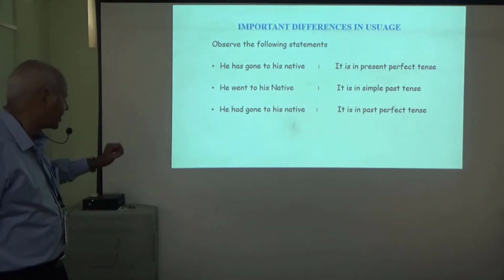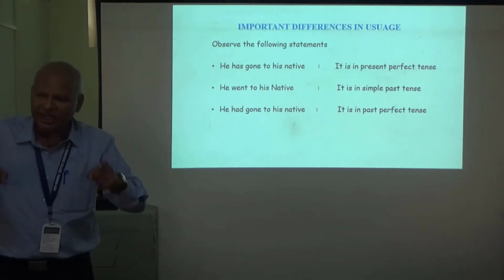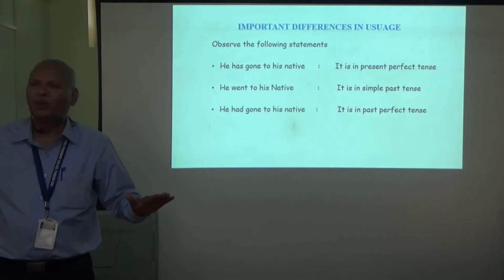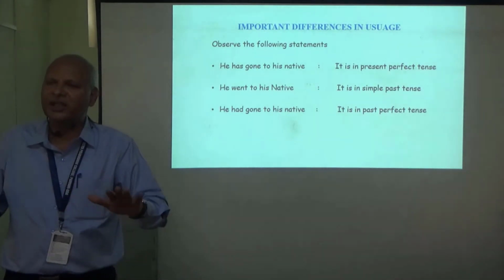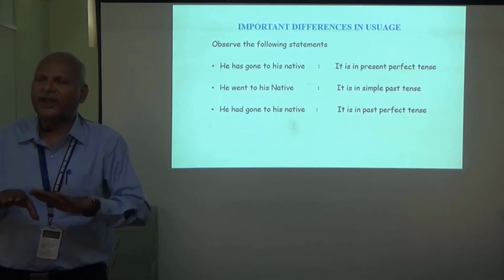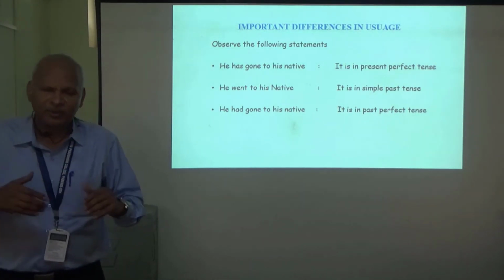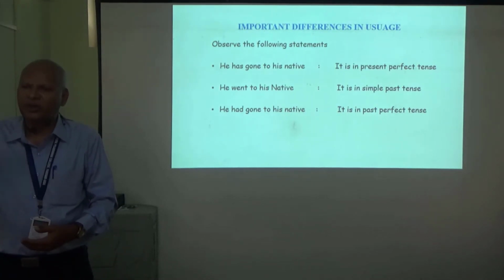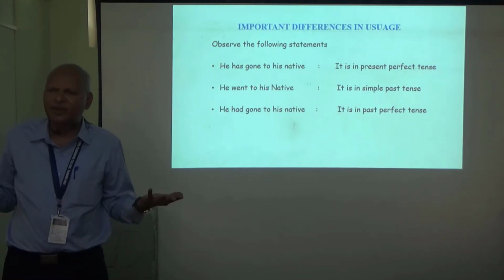And when you go to the third statement, he had gone to his native, it is in the past perfect tense. Here also you come across that the action of going to his native is completed. One common feature you come across in all the three statements is that the action of the doer is completed at the time of making the statement. Now the question is, once I am telling the action is completed, one question may come up in our mind: why are these three statements required? Is one statement sufficient enough?